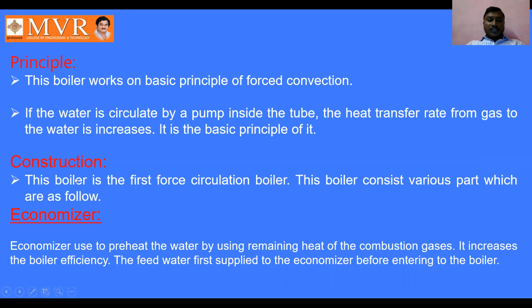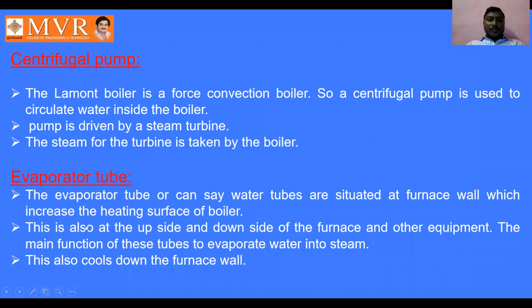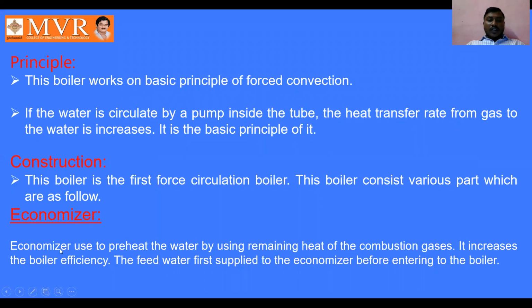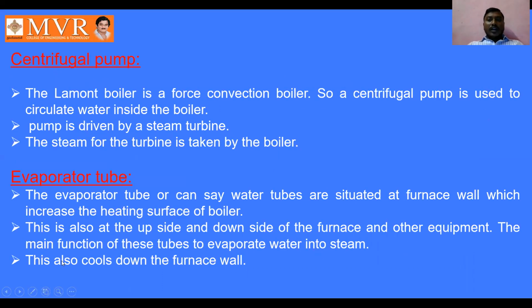See here the construction. This boiler is the first forced circulation boiler, and it consists of various parts as follows. We can observe the economizer. The economizer is used to preheat the water by using the remaining heat of the combustion gases, which increases the boiler efficiency. Coming to the centrifugal pump, it pumps the circulating water inside the boiler. The pump is driven by a steam turbine, with the steam for the turbine taken from the boiler.